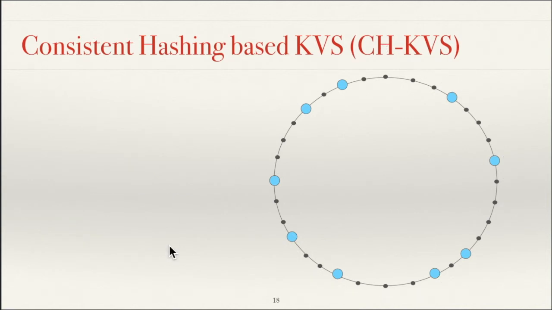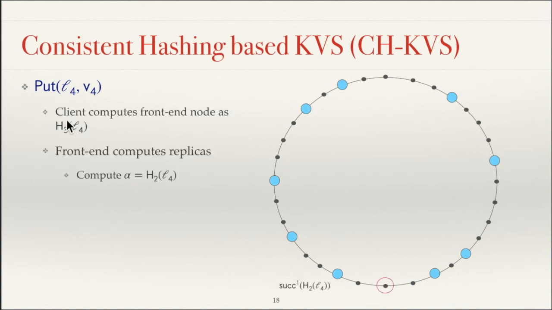So now let's see how put operations are implemented in CHKVSs. Let's say that a client needs to execute a put operation, put L4, V4. The first thing it needs to compute is the front end node, which essentially will act as the client's entry point in the network. Here the client computes the front end node as H3 of L4, so it uses this third hash function. Then after it computes the front end node, it forwards the request to that front end node.